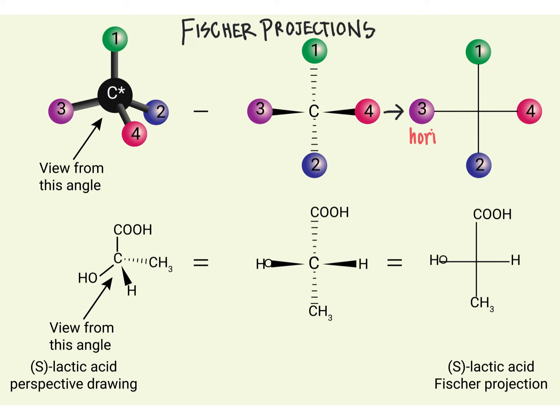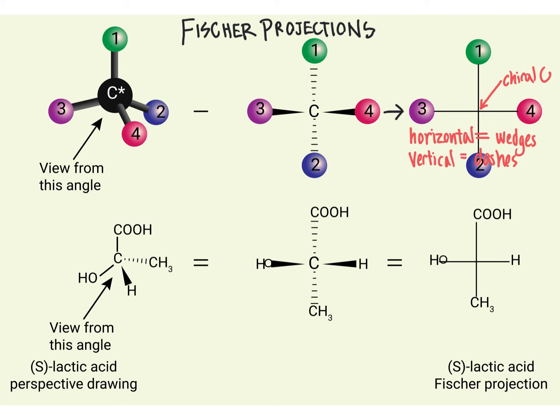So even though there's no wedges and dashes shown here, it's implied in this so-called Fischer projection that horizontal lines equal wedges relative to the chiral center that's in the middle there. Vertical lines represent dashes or bonds that point away from the chiral carbon that is in the center. And this carbon here is our chiral carbon by definition.